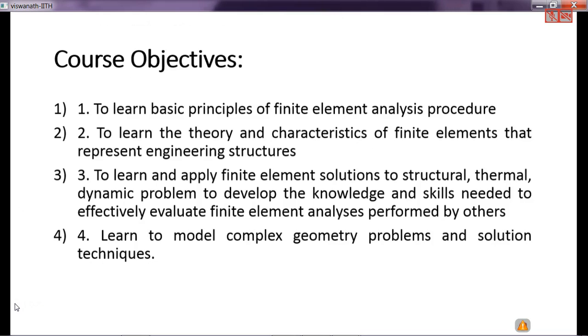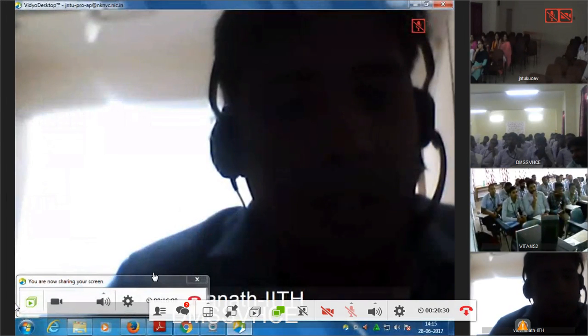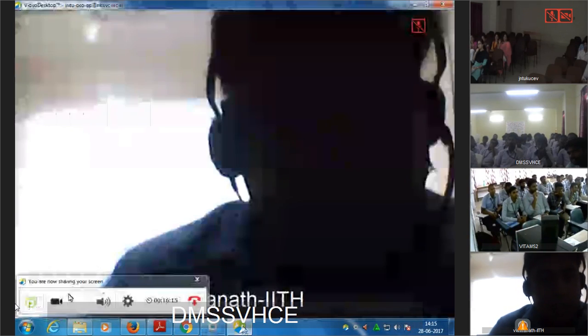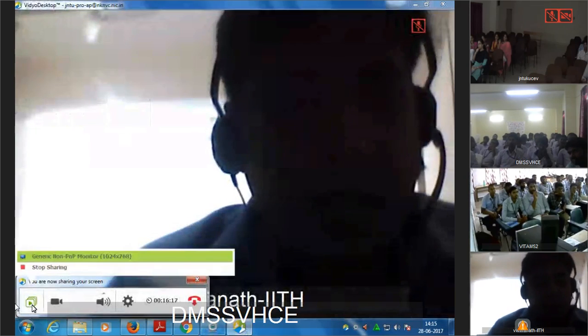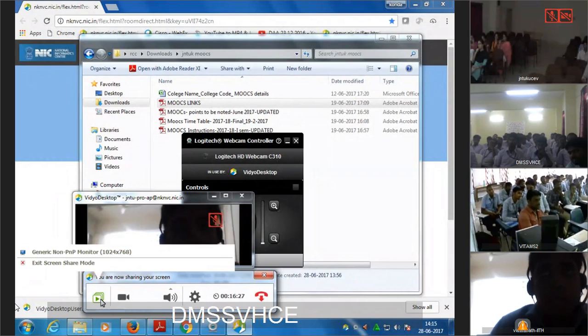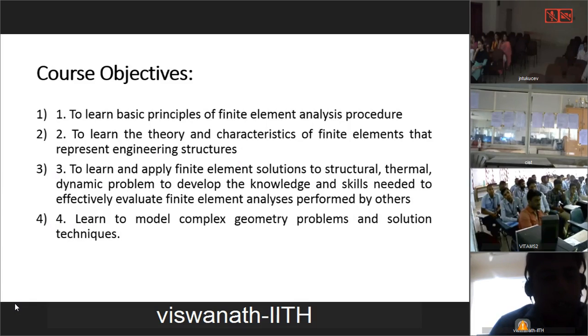Part of this course objective is to learn and apply the finite element solutions to structural, thermal, and dynamic problems, and to develop the knowledge and skills needed to effectively evaluate finite element analysis performed by others. This is what happens when you are working in the design of structures. You may get several different problems. Some may be structurally loaded, some may be thermally loaded. Sometimes you deal with transient loading conditions. The structural and thermal problems are further divided into two classes. One is static cases, and the other is dynamic cases.